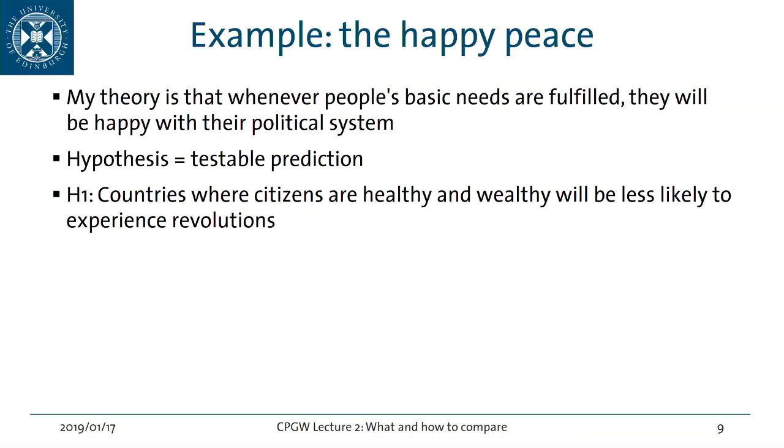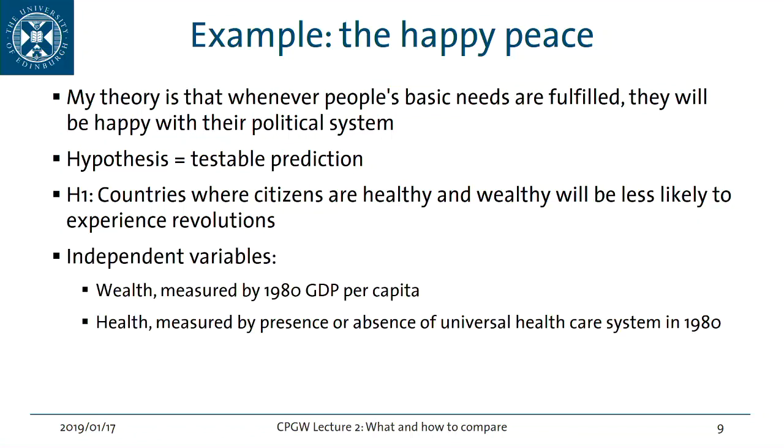And then on the other side, you see that I moved away from "they will be happy with their political system," and I try to come up with something that's a little more stark. I said, well, those countries where citizens are more healthy and wealthy are less likely to experience catastrophic changes, meaning revolutions, instances where the entire system is overturned. So this is a testable hypothesis already, because now, of course, I can set about finding some variables for this and actually test it with real-life data.